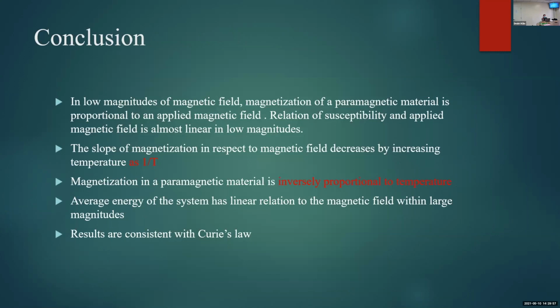So as a conclusion, magnetization of a paramagnetic material is proportional to an applied magnetic field for low magnitudes. The slope of magnetization with respect to magnetic field decreases by increasing temperature. Therefore, magnetization in a paramagnetic material is inversely proportional to the temperature. Also, the relation of susceptibility and applied magnetic field is almost linear in low magnitudes. And the last conclusion, the average energy of the system has a linear relation to magnetic fields in large magnitudes.